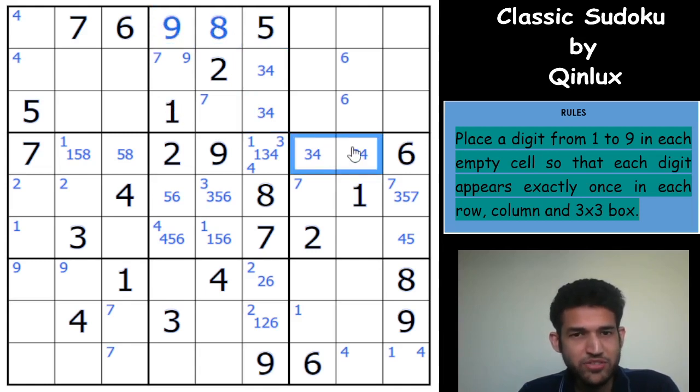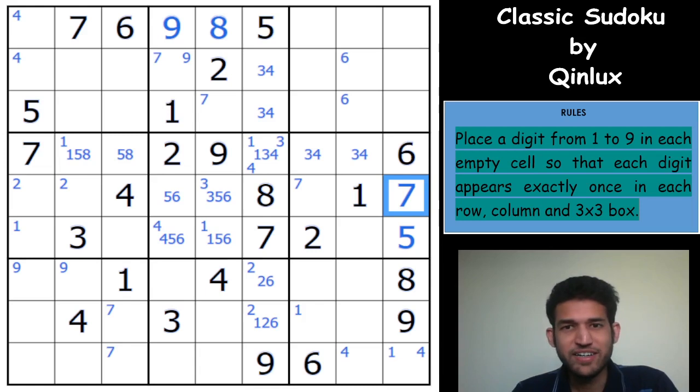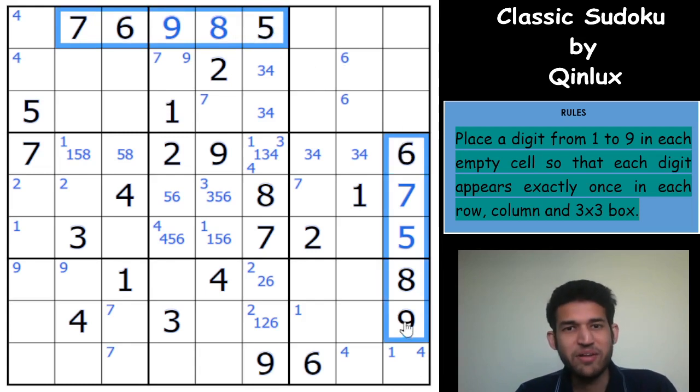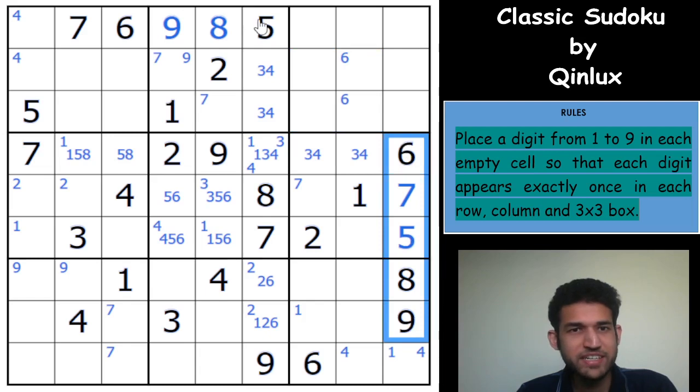And similarly, because of this 3, 4, you get a 5 here and a 7 here. And this is where I failed to spot the most important deduction in the Sudoku. Look at row 1 and column 9. 5, 6, 7, 8 and 9 are eliminated from all these 5 cells. And that leaves us exactly 4 cells to place 5 distinct digits of the Sudoku.